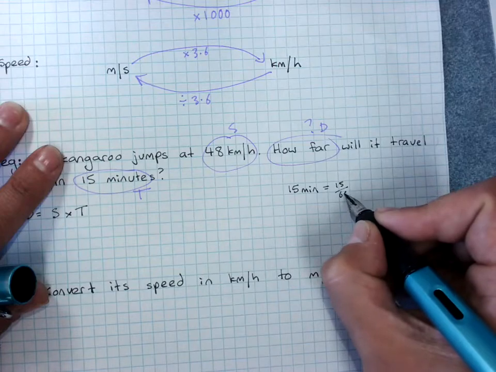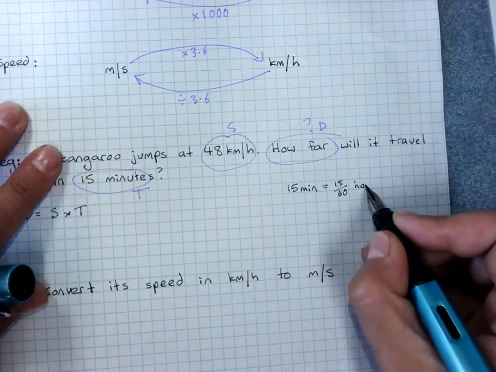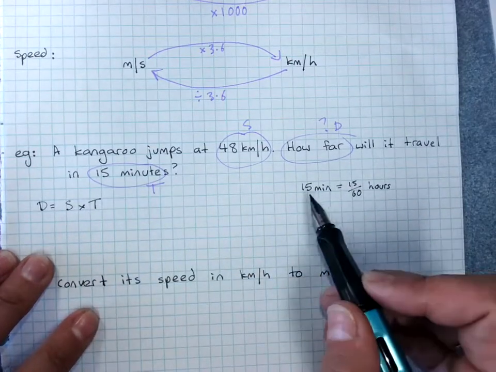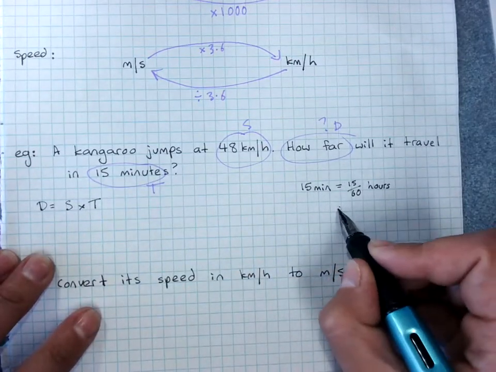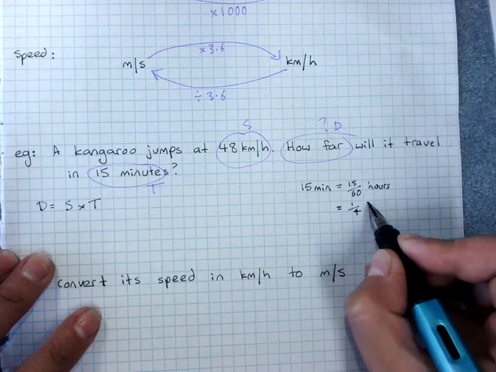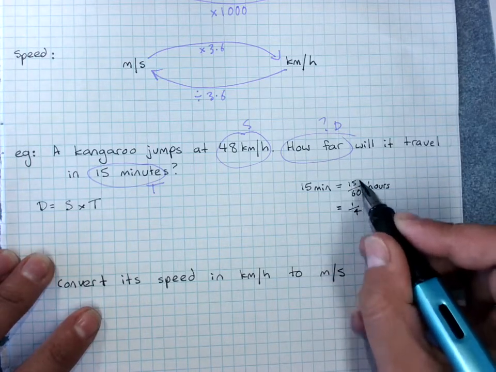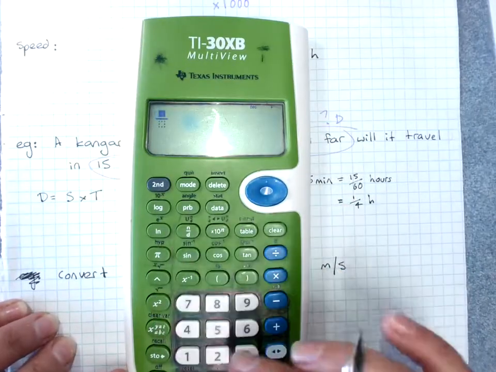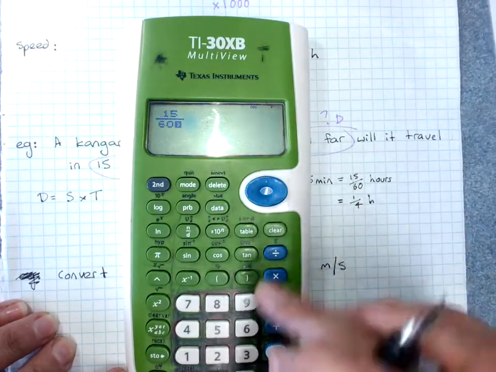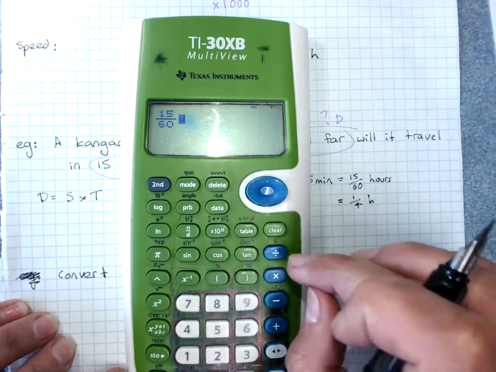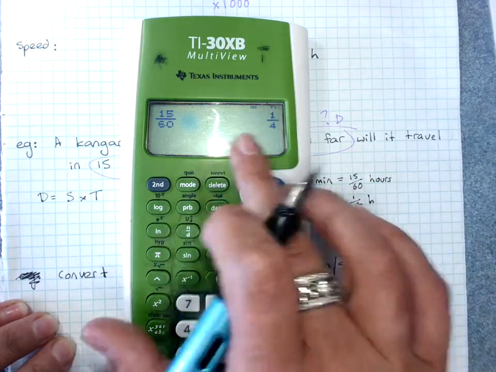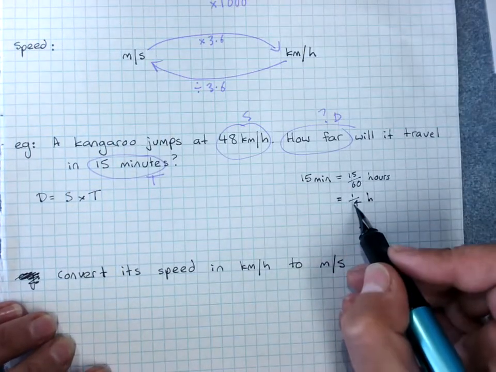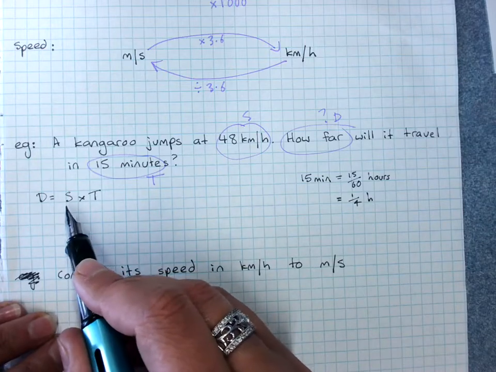15 divided by 60 in hours. So when we put that in, or of course you could be very clever and know that 15 minutes is 1/4 of an hour, which is just 15 over 60 simplified. So if we check with our calculator when we simplify a fraction, 15 over 60, that's 1/4 of an hour. So you could use this fraction or you could use 1/4. Distance is speed times time.